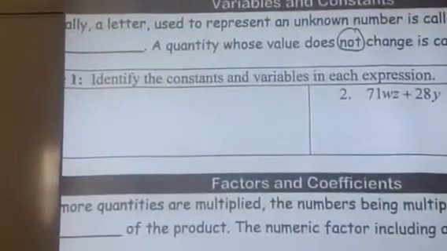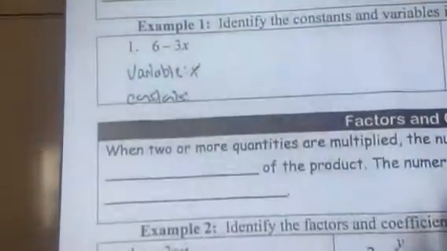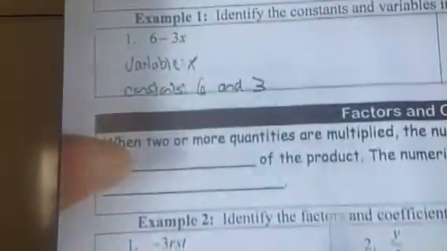Example 1 says identify the constants and variables in each expression. My variable is my value that can change. It's represented by a letter. My variable is x. My constants are the values that do not change. Those are 6 and 3. My variable is x, which is my letter. My constants are 6 and 3, which are just the numbers.